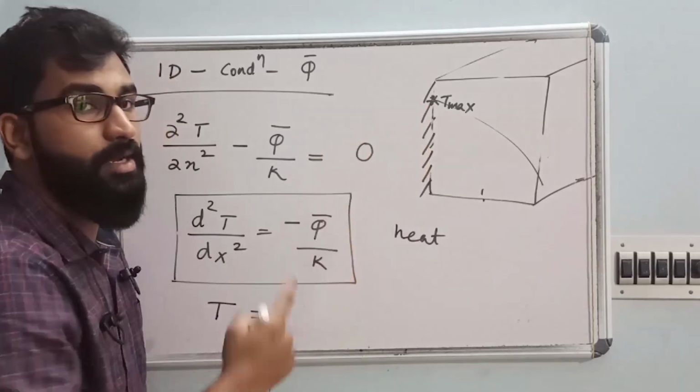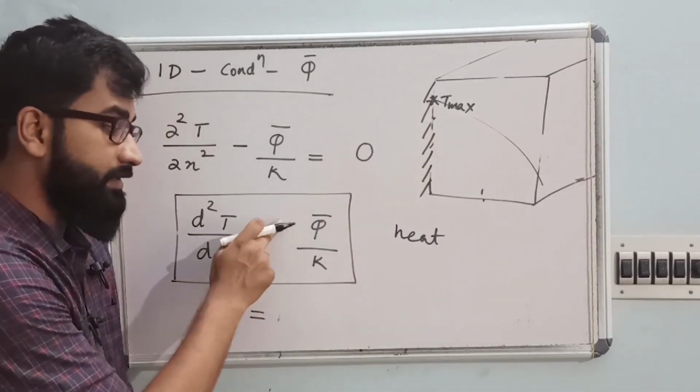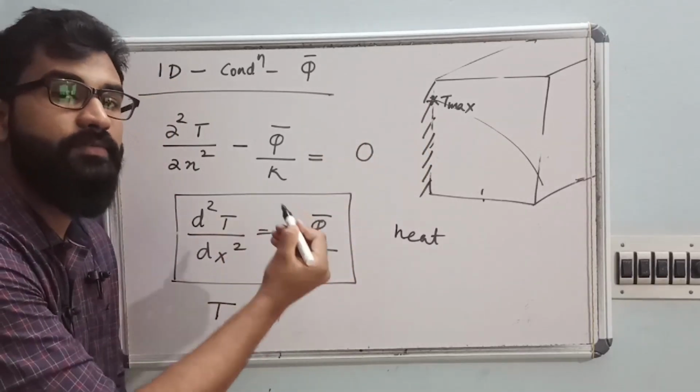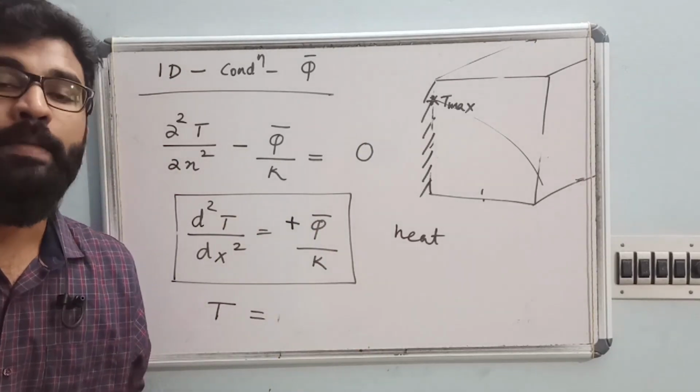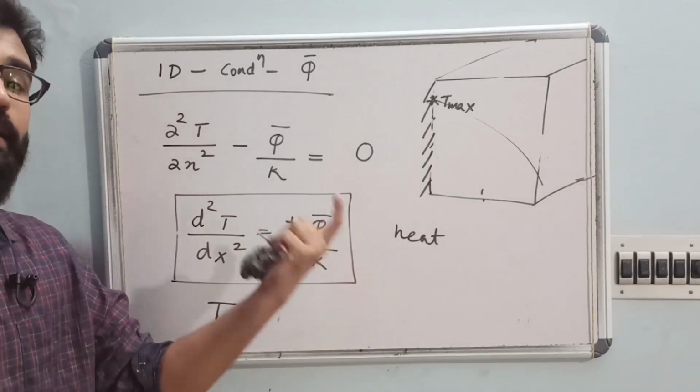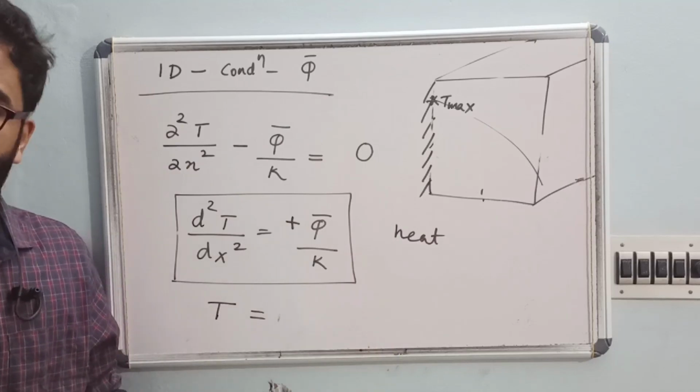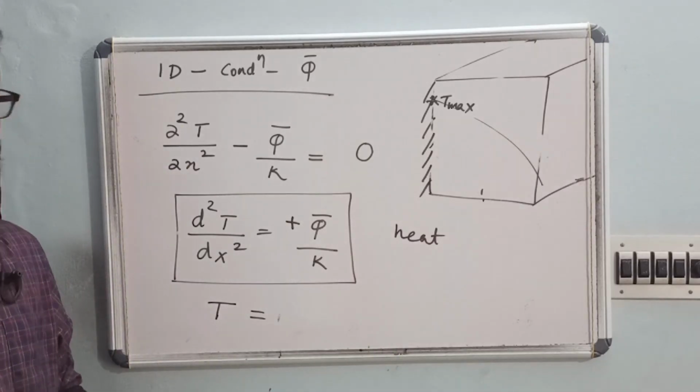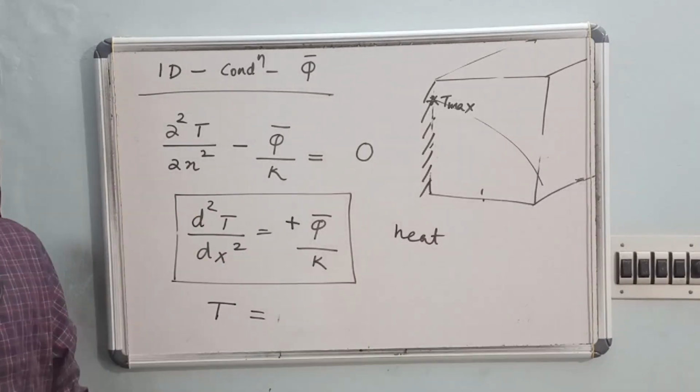That's why T max was coming at the insulated phase. If it is heat consumption, your second derivative is positive. So you will get what? Maximum. Instead of maximum, you will get T minimum at the insulated phase. Clear? So this is almost the end of your first conduction chapter.